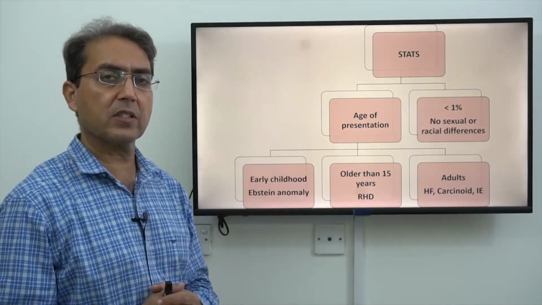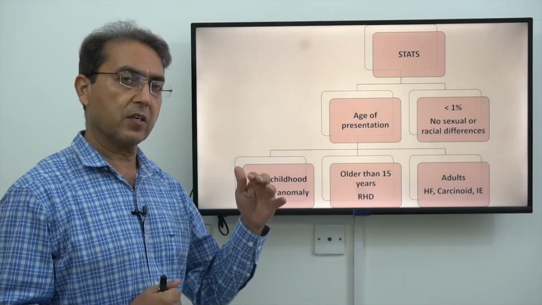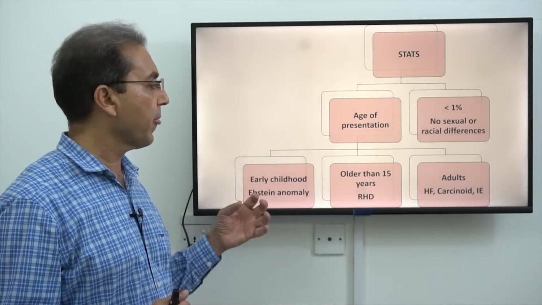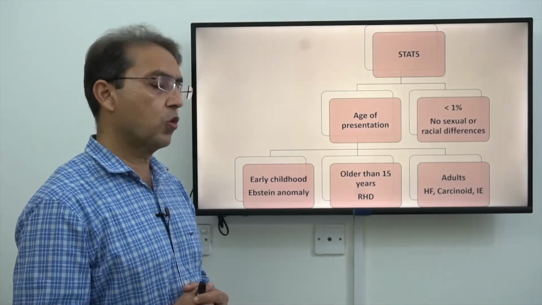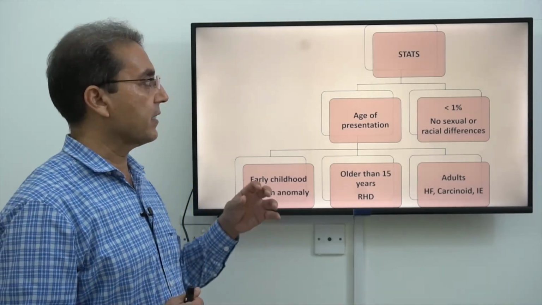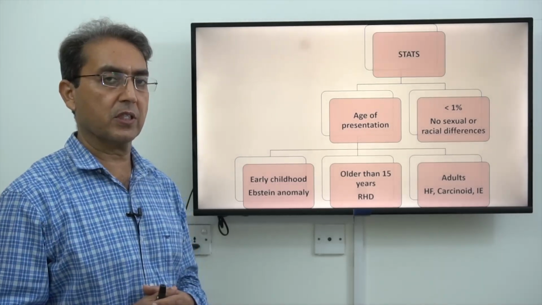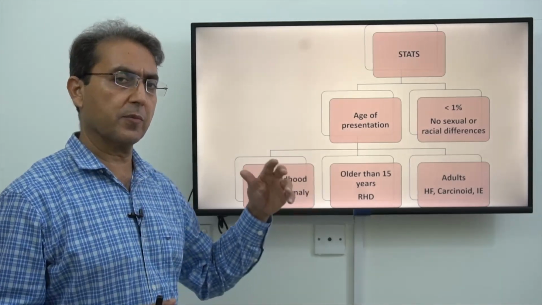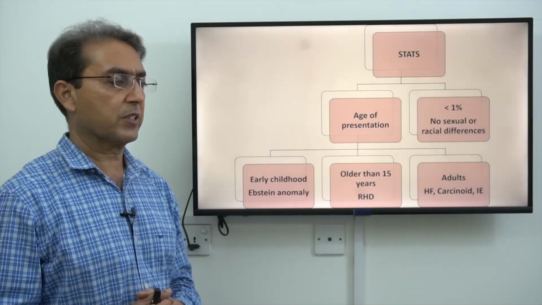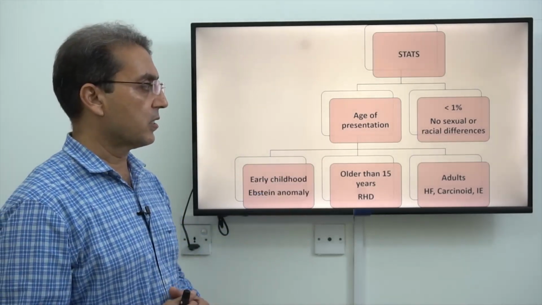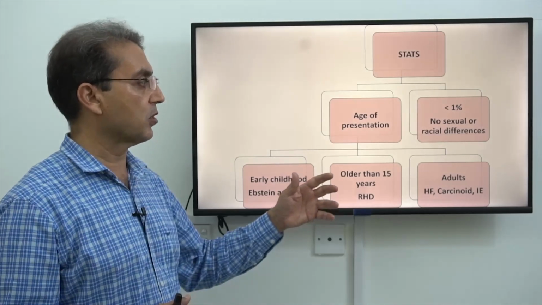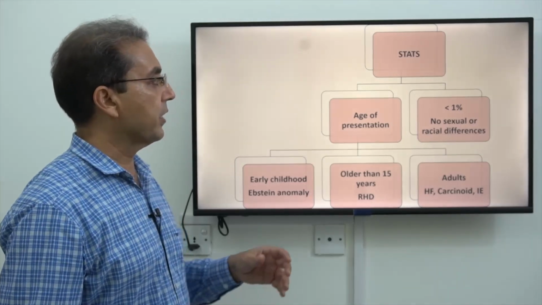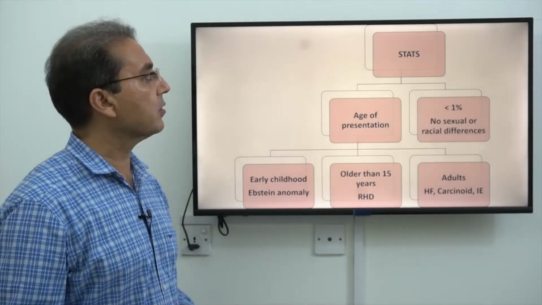However, there are some differences in the etiology with the age group. Patients who are younger tend to have Epstein anomaly because of congenital conditions. Children who are more than 15 years old tend to have rheumatic heart disease as a reason for primary tricuspid regurgitation. And keep in mind, tricuspid involvement in rheumatic heart disease is not an isolated lesion. There may be mitral or aortic lesions present as well. Then adults may have it because of heart failure, carcinoid tumors, or infective endocarditis. So the etiology varies according to the age of the patient.